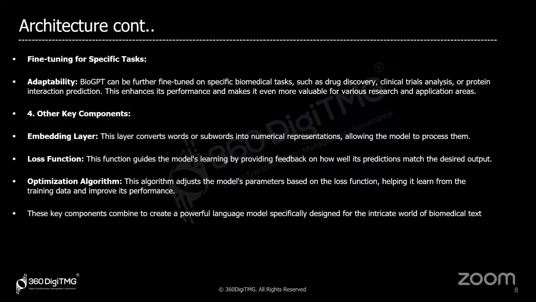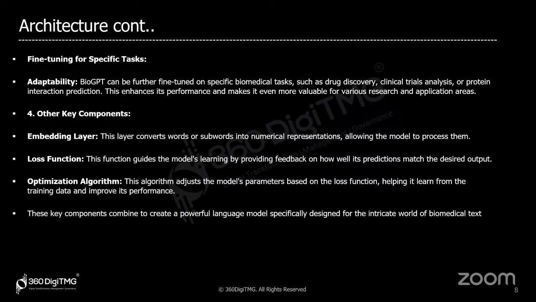So what are the different key components? First, we have the embedding layer. The embedding layer converts words or subwords into a numerical representation format. This is how we find the context vector, which allows the model to process and understand them. Then we have the loss function. This function guides the model's learning by providing feedback on how well its prediction matches the desired output. Prediction minus desired output gives us the loss.